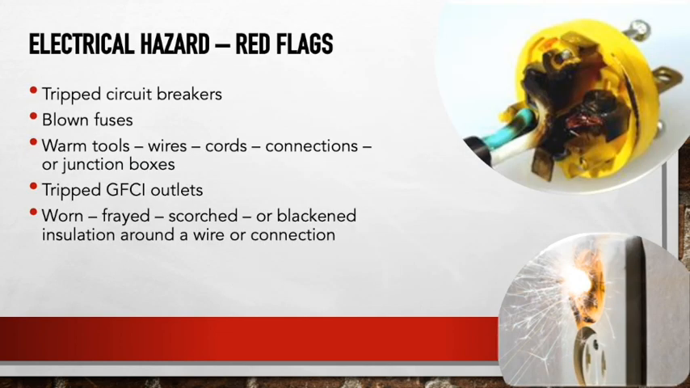So, some red flags. Obviously, if a circuit breaker keeps tripping, don't just keep flipping it back and using the tool or equipment. There's a problem. Something needs to be fixed. Blown fuses, warm tools, wires, cords, connections, or junction boxes. Obviously, the smell of burning rubber is a pretty good sign something's wrong. If your GFCI keeps tripping, and also worn, frayed, scratched, scorched, or blackened insulation around a wire connection, these all are red flags that something needs to be changed, whether it's the cord or the tool itself. Sometimes the circuit breakers or the fuses can go bad. In those cases, change them out.